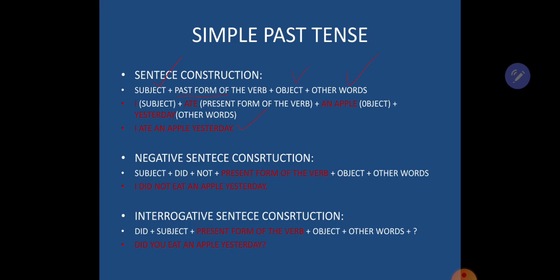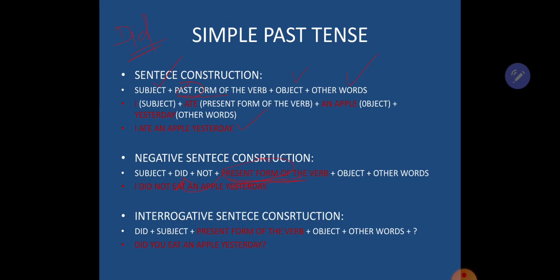How do we change this to negative? We use the past form of the verb do, that is did, to make the sentence negative in simple past tense. A negative sentence goes like subject plus did plus not plus present form of the verb. Now see, in the positive the past form of the verb was used, but in negation we use the present form of the verb because we have already used the past form, that is did. So subject plus did plus not plus present form of the verb.